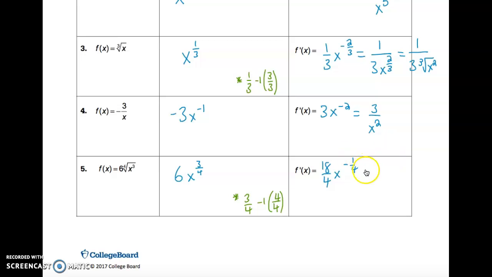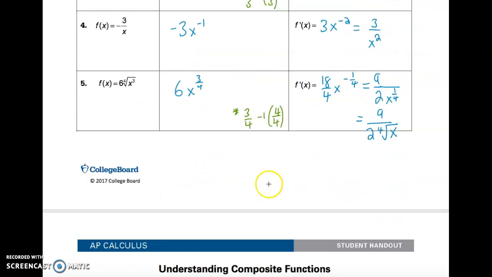All right, so now let's do a couple of things. Let's reduce our fraction, so this will be 9/2. And then we can move it to the bottom, x to the 1/4. And now you can rewrite it using your radical. So it'd be 9/2 the 4th root of x. Excellent. So just a little bit of review with the different ways that you can use the power rule to rewrite functions and then actually take the derivative.